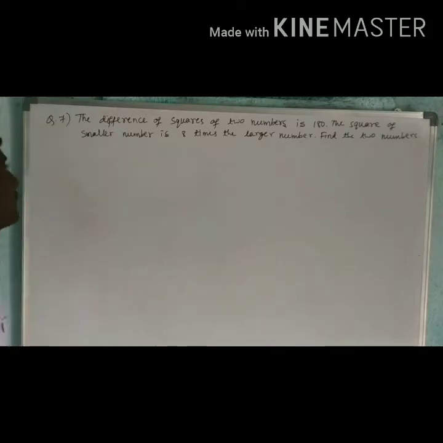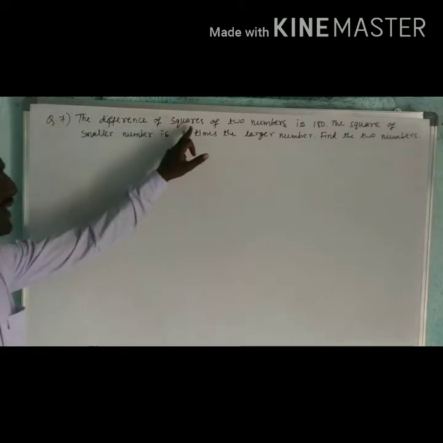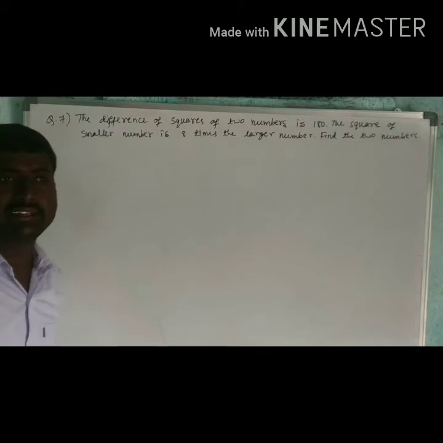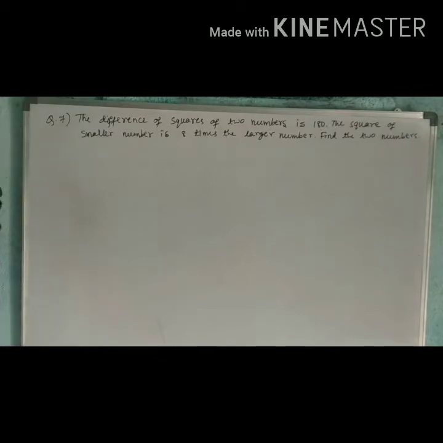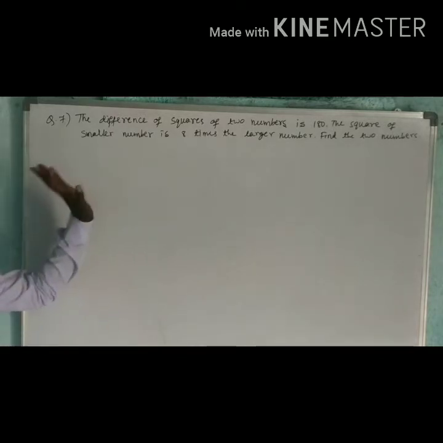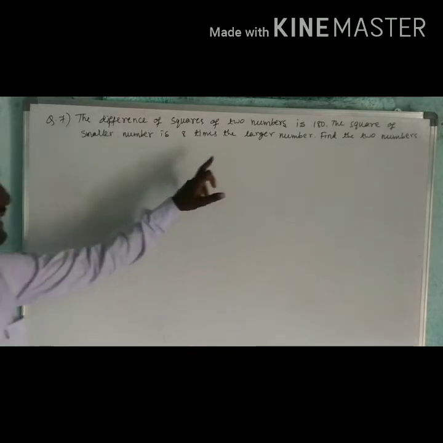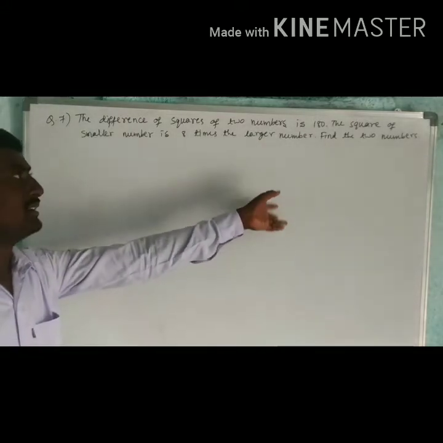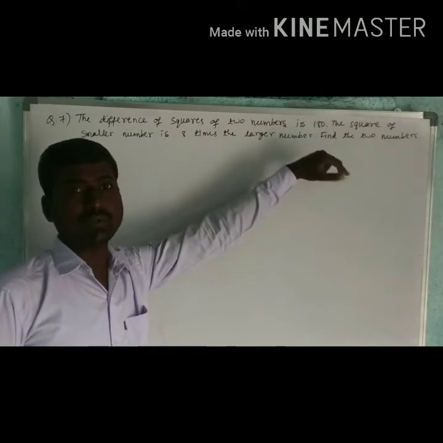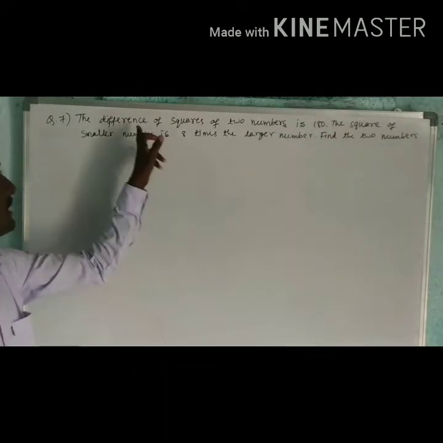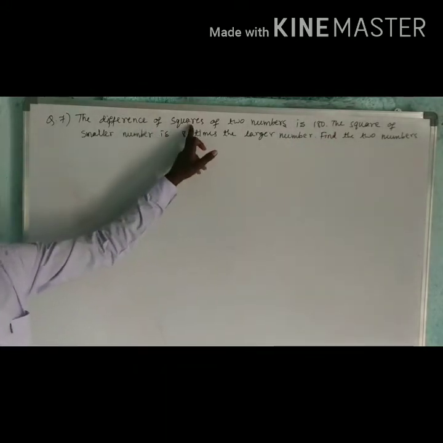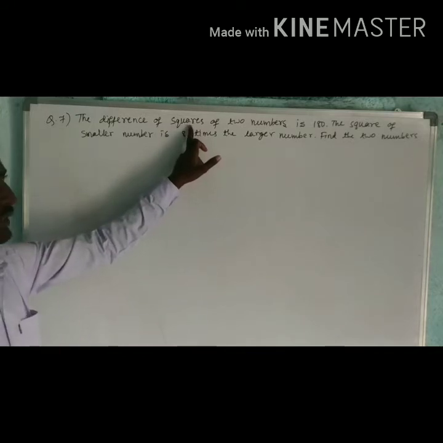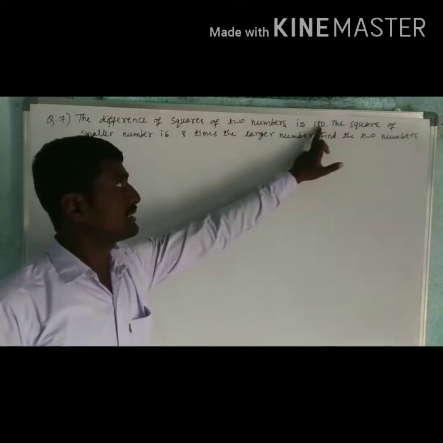Seventh question. The difference of squares of two numbers is 180. I should take two numbers here as x and y. So I cannot take here x and 180 minus x. As we took earlier, we cannot take it that way, because they said squares. So squares it will be, so the difference of squares is 180.